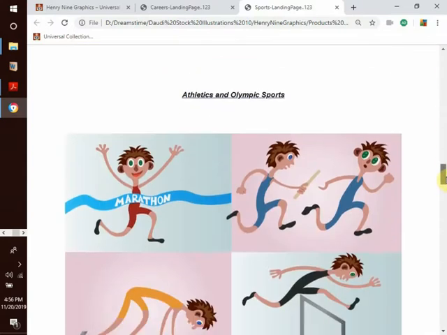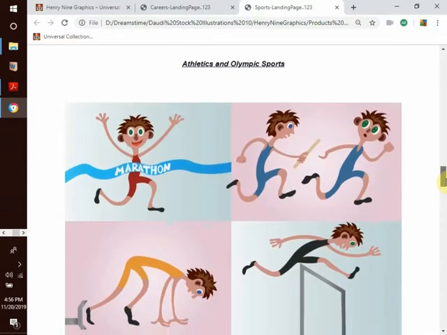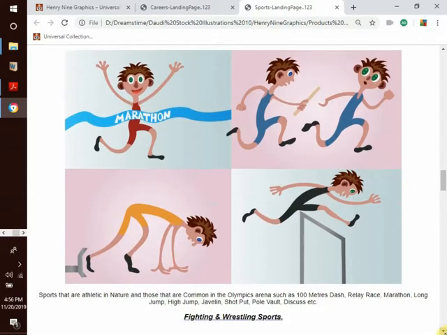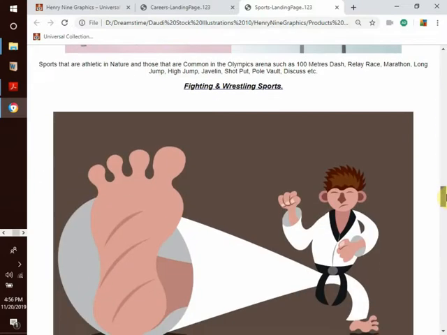We have sports, athletics, and Olympic sports. Sports that are athletic in nature and those that are common in the Olympics arena, such as 100 meters dash, relay race, marathon, long jump, high jump, javelin, shot put, pole vault, discus, and so much more.